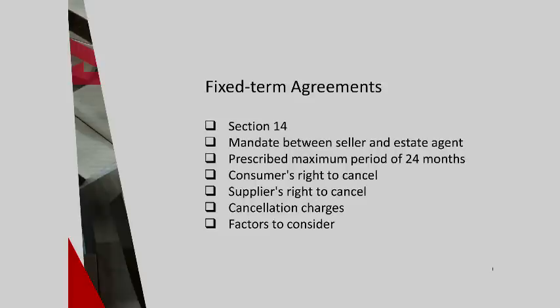So the CPA prescribes a maximum period for which a fixed term agreement may be entered into. So the maximum period is 24 months. Okay. And then they also provide overriding provisions regarding the cancellation clauses in the fixed term contracts. So regardless of what your fixed term contracts say, the consumer has a right to cancel that contract provided he has given 20 business days notice.